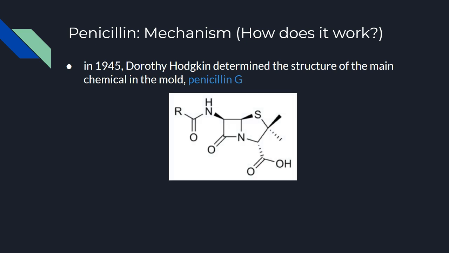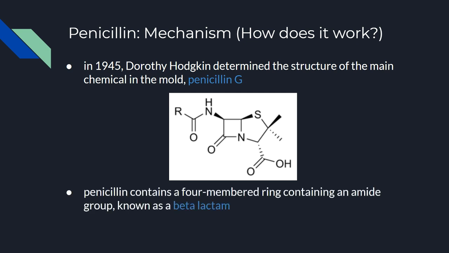Kind of interesting, but if you look at the shapes, in the center, and this is the big thing for penicillin, is the square-like structure. So penicillin contains this four-membered ring structure, the square, and it contains an amide group. So if you remember the amide, it's a C double bond O attached to an N, which is known as a beta-lactam.